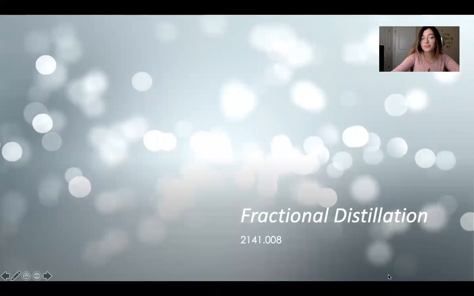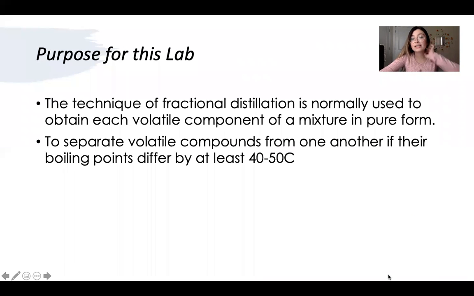Fractional distillation is a technique that is normally used to obtain each volatile component of a mixture in pure form. It is used to separate volatile compounds from one another if their boiling points differ by at least 40 to 50 degrees Celsius. I apologize because I didn't put the degrees, but keep in mind that when you guys did simple distillation, it also separated volatile compounds, but it differs in boiling points from fractional distillation.